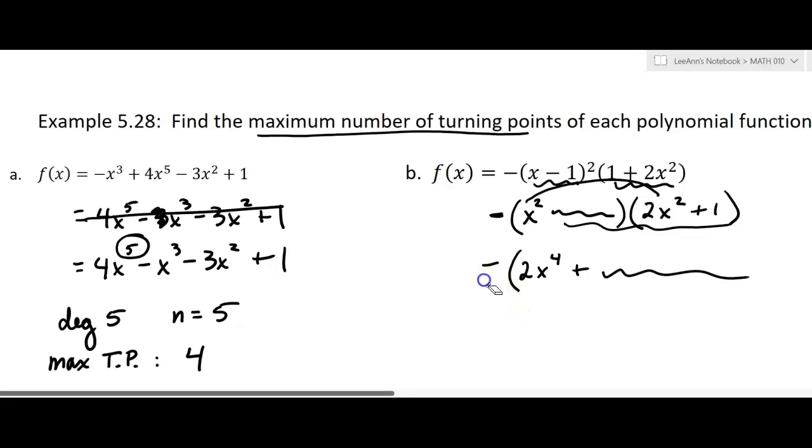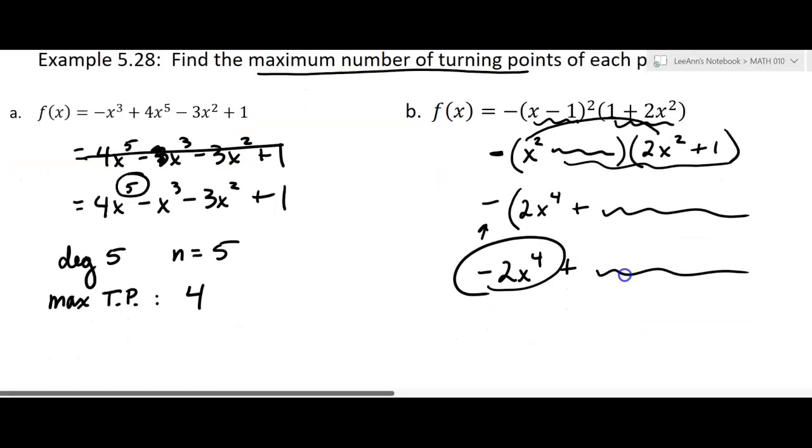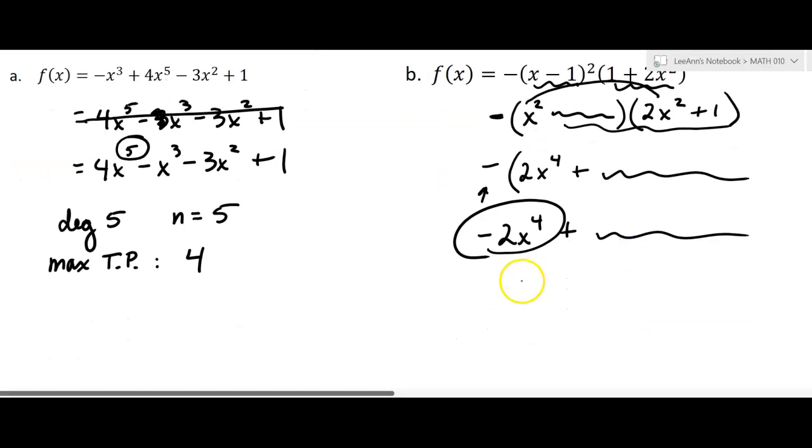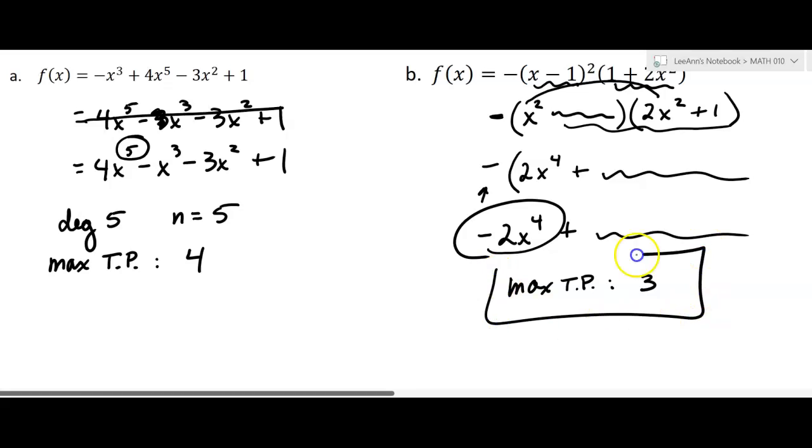Okay, but because it's negative, it's going to be negative 2x to the 4th plus a bunch of stuff. But this is going to be the leading term. So the highest degree here is 4, and that means the maximum number of turning points is 3. Okay, so this is the answer on this.